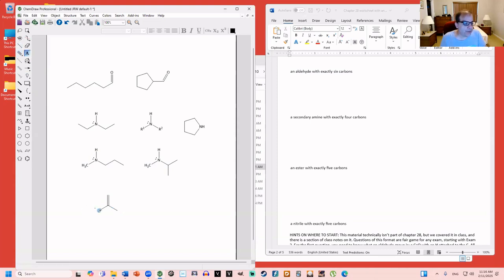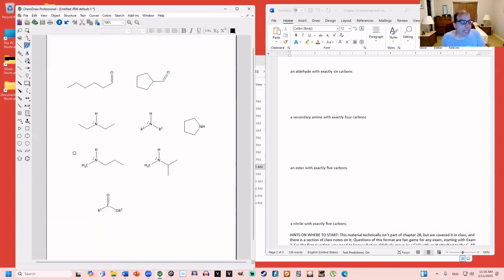And an ester is defined as the condensation product of a carboxylic acid with an alcohol. And we'll learn how to make them in chapter 21. So it's a carbonyl with an alkyl group on one side and an alkoxy group on the other. That's an ester. Again, you need to know your functional groups.